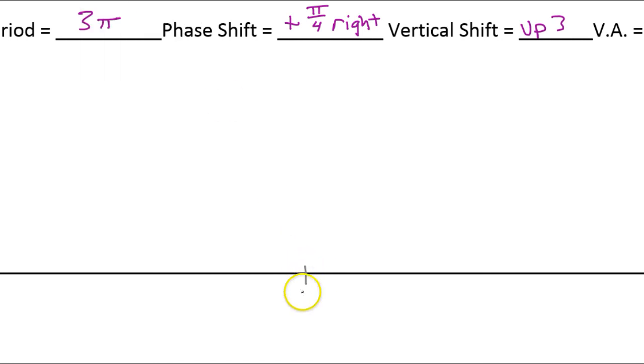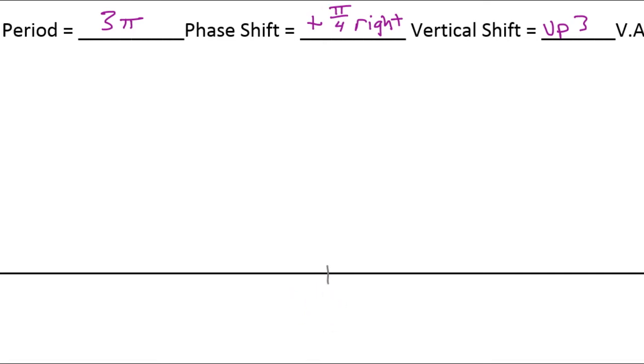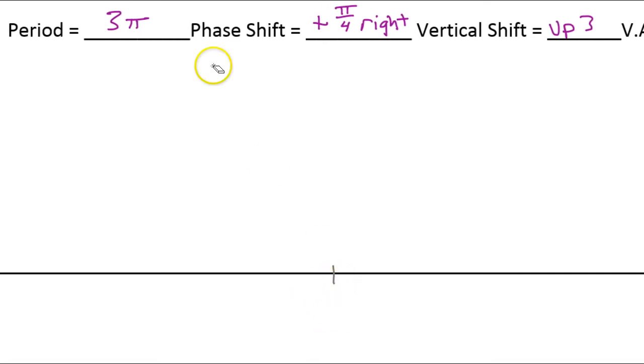Normally I would go right here and put 0, and we have to do 2 periods. Whenever you do tangent and cotangent, I need not 1 period but 2 periods, one to the right and one to the left. But when there's a phase shift, I start at the phase shift. So instead of putting 0 here, I'm going to put pi over 4 here. So this is going to be pi over 4.